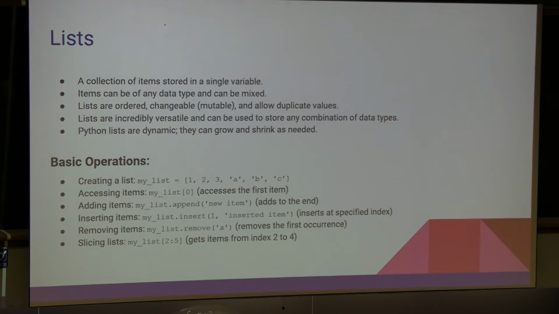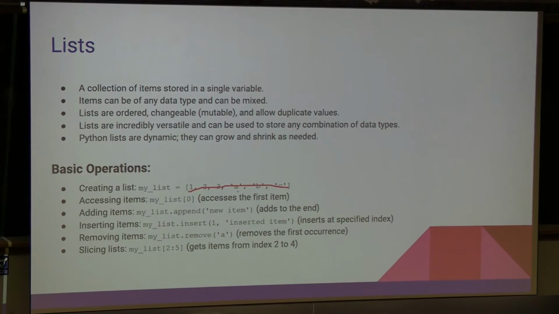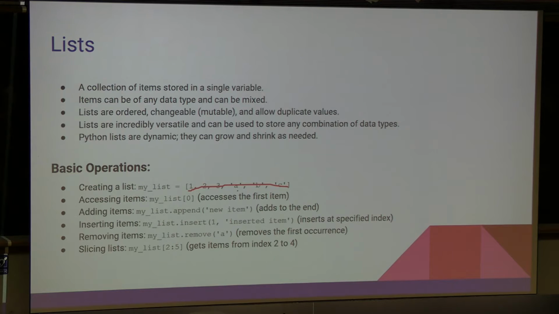That's one list. So where's my mouse? Okay, yeah. If you can see, you have a list which right now has 1, 2, 3, A, B, C. The important part here is that in a list, you can have different data types all in a single list. Right now I have an integer here, which is 1, but I also have a string here, which is A.